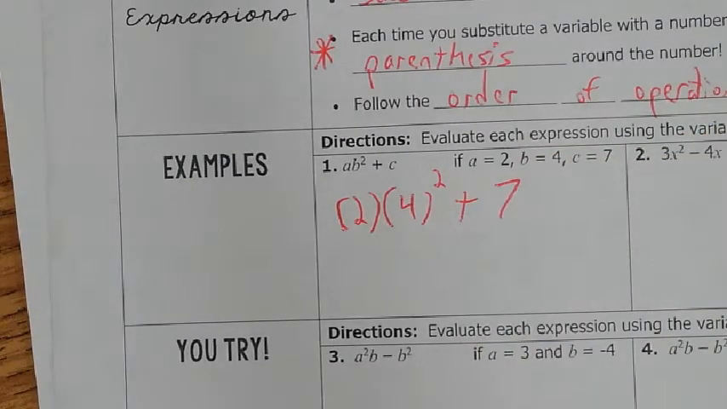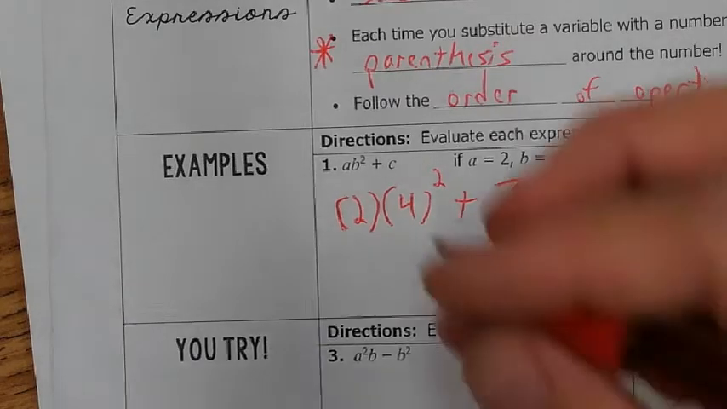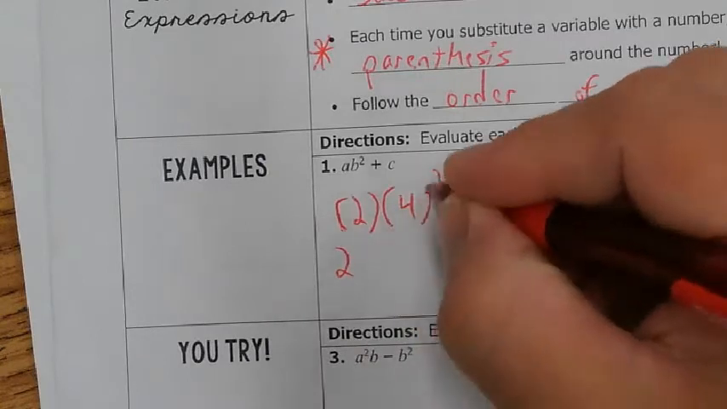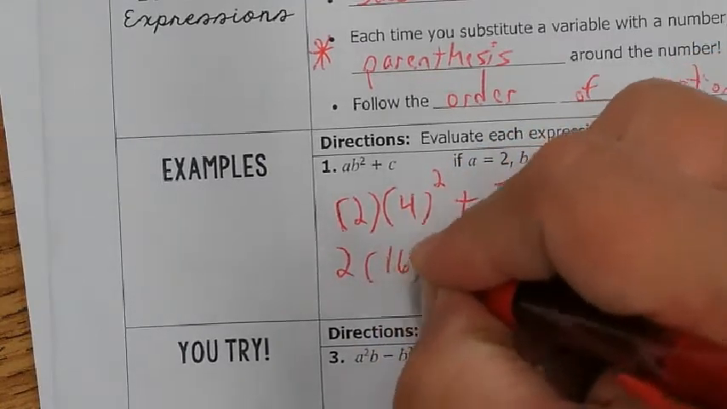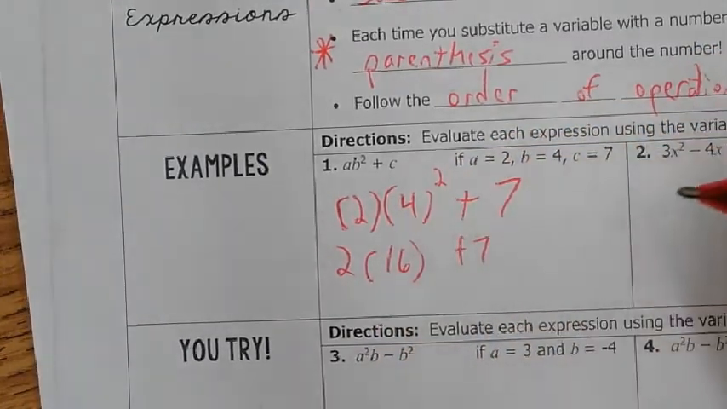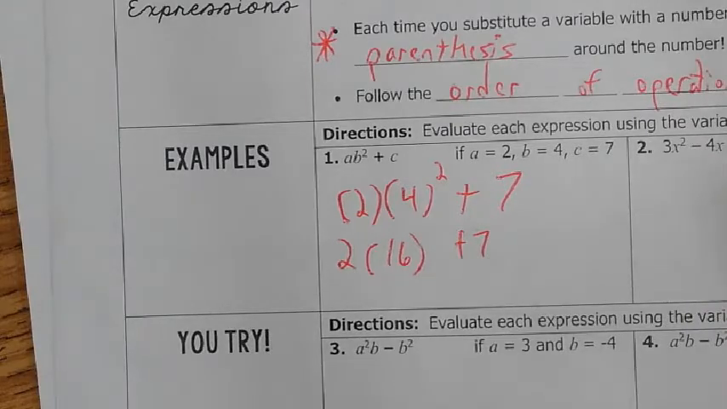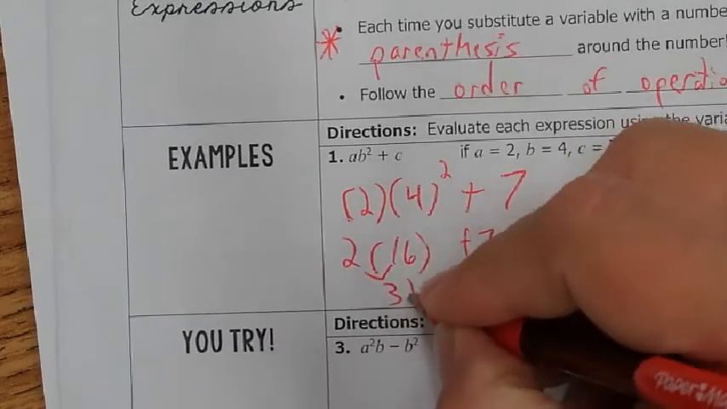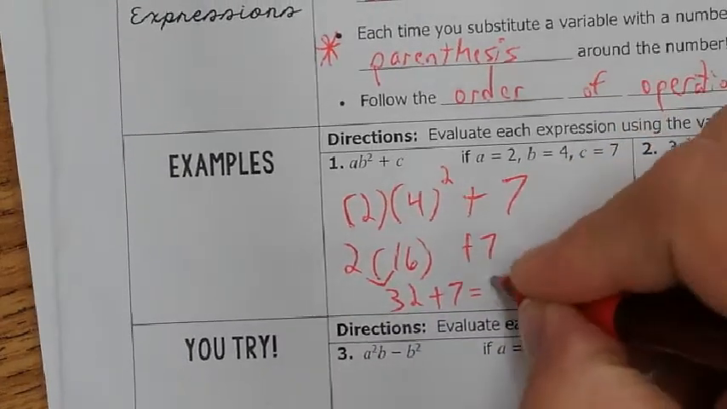So now order of operations says we would do what first? Times 2 by 4? Not quite. Yeah, we got to do our exponents. So now we're going to have 2 times 4 squared, which is 16, plus 7. And then 2 times 16. Any guess on what that is? 32. Good. Plus 7 is 39.